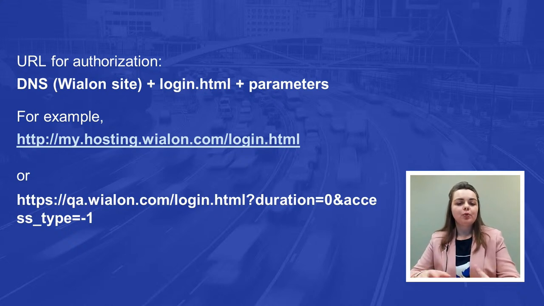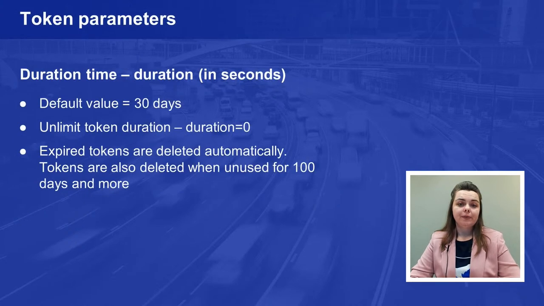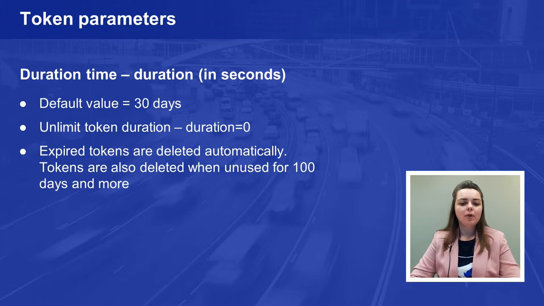The token has various properties such as activation time, duration, access rights, name, and so on. Let's talk about the most important of them. Duration. A token's duration is 30 days by default, but you can assign any value. The value is in seconds. You can also create a token with endless duration, duration equals zero. But in this case, please remember, you will have to log in to the system at least once in 100 days. Expired tokens are removed from the system.